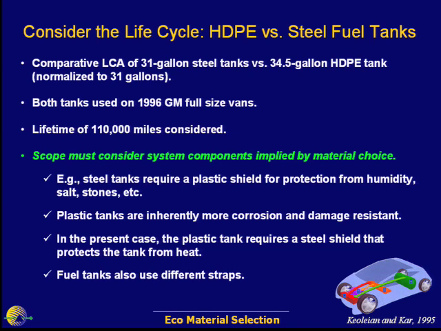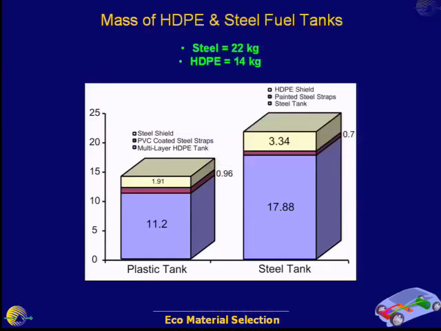And when you break it on down, this is the plastic tank. In blue here, this is the high-density polyethylene. It's a multi-layer fuel tank. You've got PVC-coated steel straps and a steel shield. Okay? This is mass. And you've got a 14-kilogram mass on the plastic tank. The steel tank has about 17, maybe 18 kilograms of steel, about a kilogram of painted steel straps, and a high-density polyethylene shield. Note that the mass of the shield is higher, even though it's plastic, for the case of the steel tank than the plastic tank, because they're serving different functions.